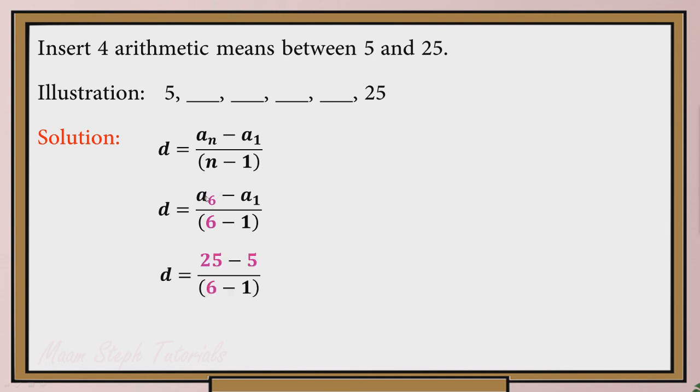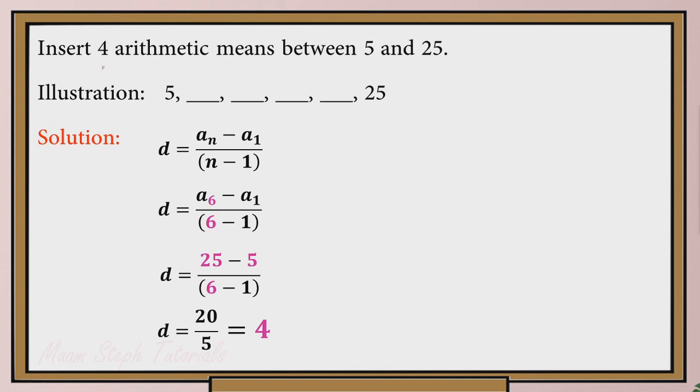So, yung last term natin, a sub 6 ay 25 minus yung first term natin na 5 divided by 6 minus 1. So, 25 minus 5 ay 20, tsaka 6 minus 1 naman ay 5. So, we have d equals 20 divided by 5, and our common difference is 4.